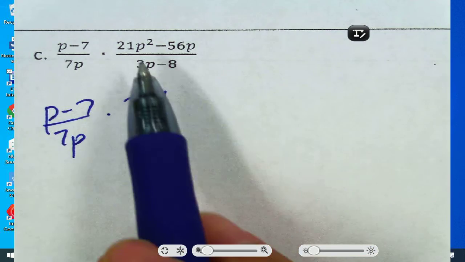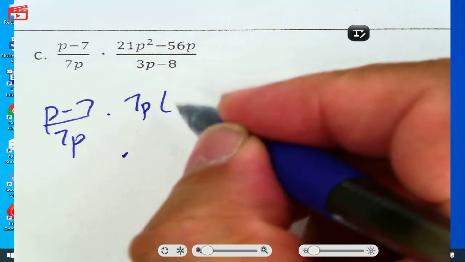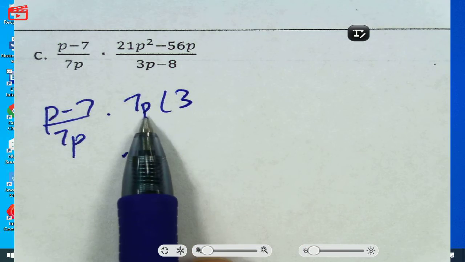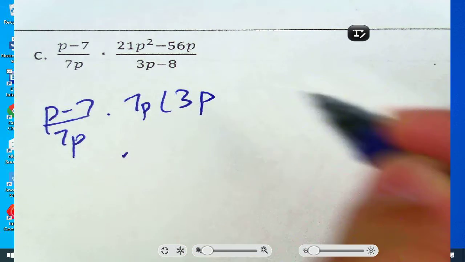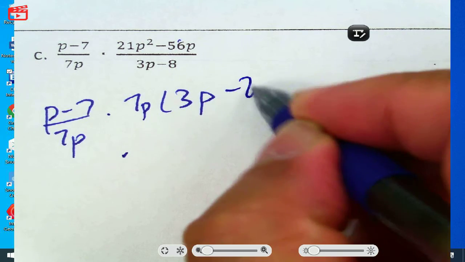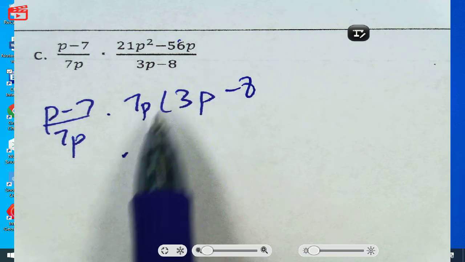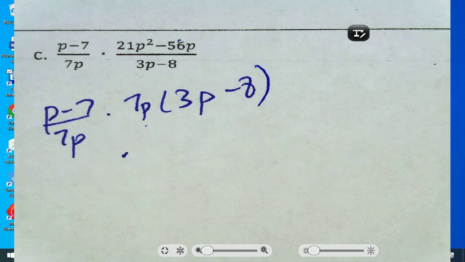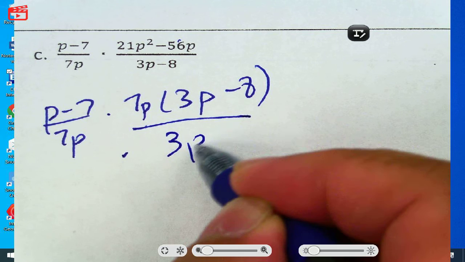All right. So 21 divided by 7 is 3. If I take a p out of p squared, it leaves a p. Minus 56 divided by 7 is minus 8. And if I take a p out of a p, there's no p left over. Denominator is 3p minus 8.